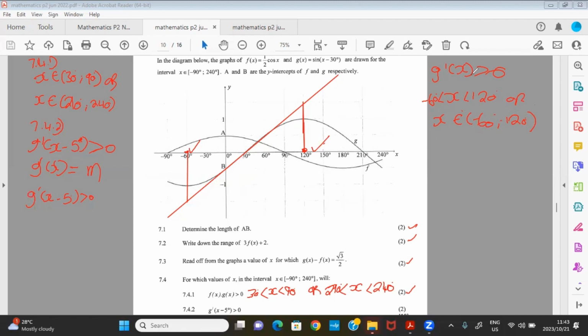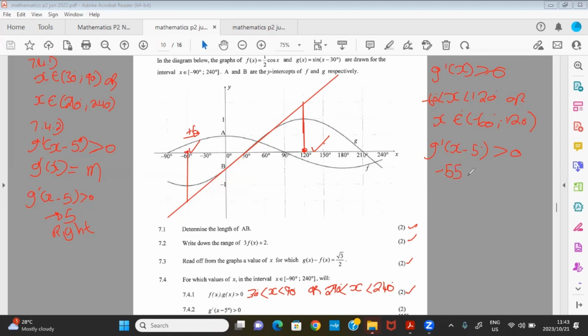But that's just for g of x. So for g prime of x minus 5 to be greater than 0, the x minus 5 means we are moving 5 units where? To the right. 5 units to the right. So from minus 60, if I have to move 5 units to the right, I must add 5, and I go to minus 55.